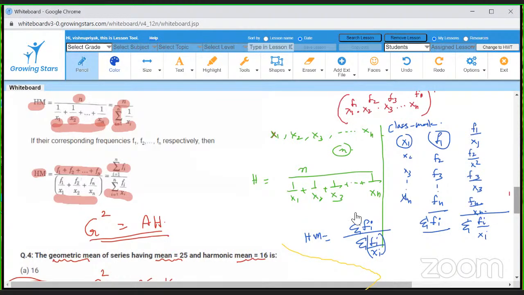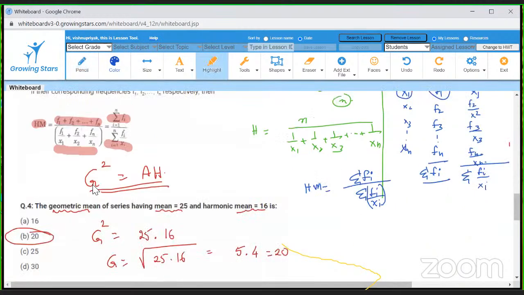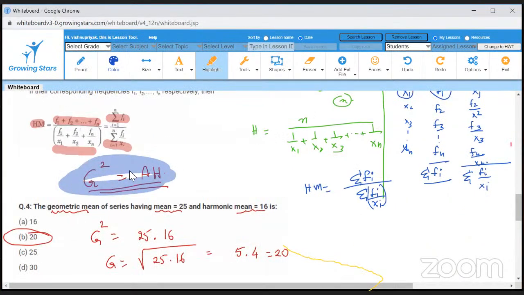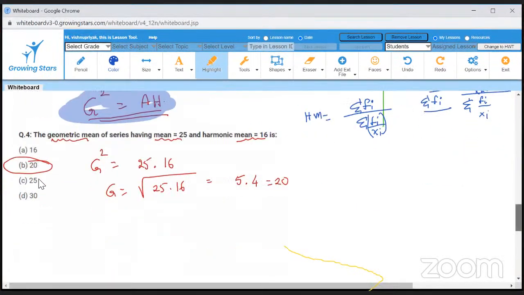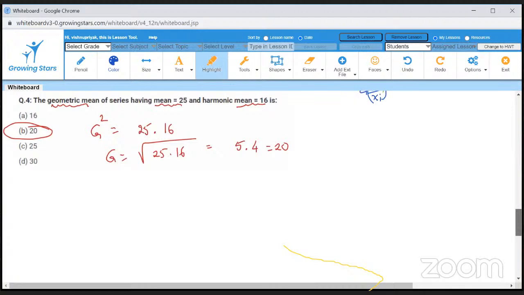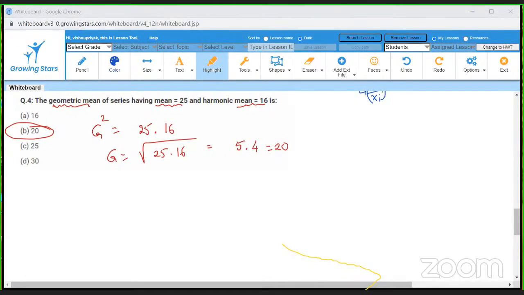And then I gave you the formula: geometric mean square is arithmetic mean into harmonic mean. This formula is very important. Okay, let's go to the next sum.